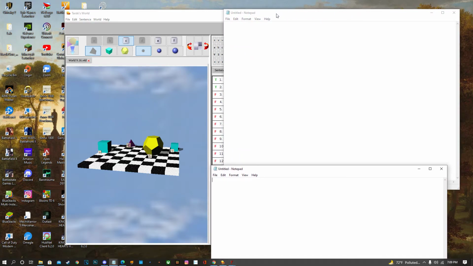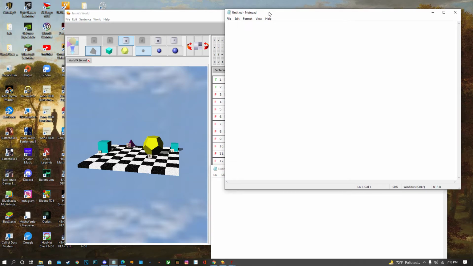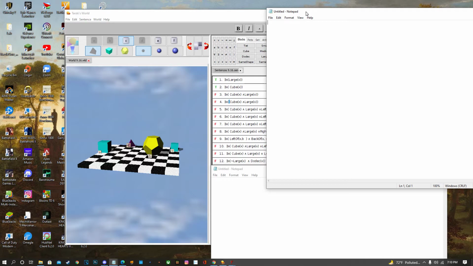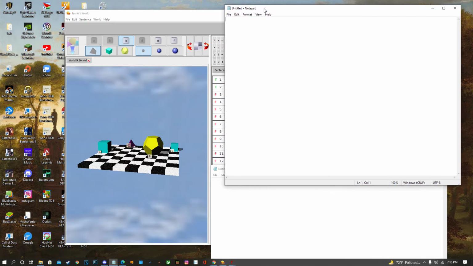12. Some dodecahedron is not large. So some dodecahedron is not large, right? So for this one, there exists object x such that x is a dodecahedron and x is not large. And you write this as x is not large and x is a dodecahedron.